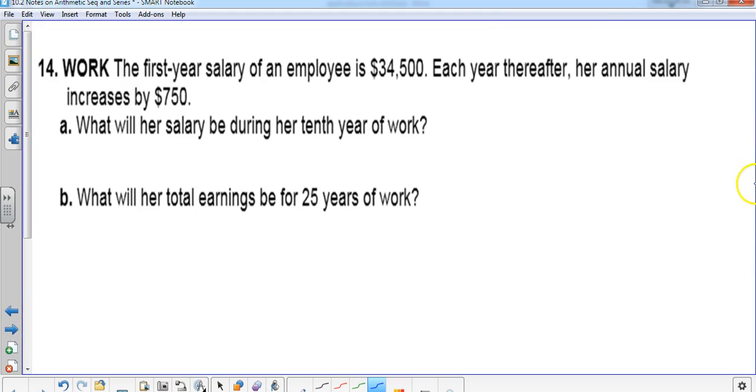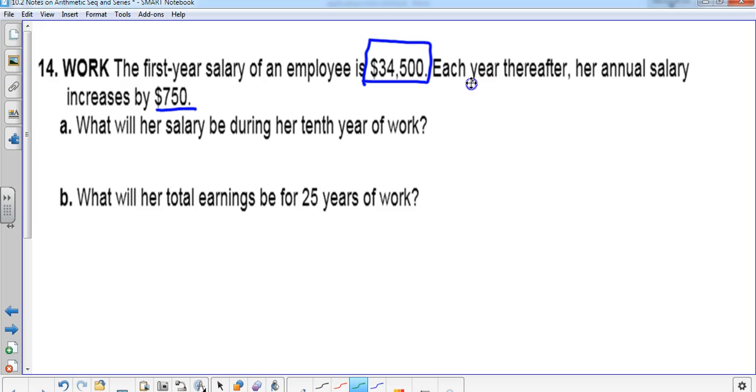Let's finish. Application problem. The first year salary of an employee is $34,500. Each year thereafter, her annual salary increases by $750. Is this arithmetic or geometric? It's arithmetic because they're just adding $750, right? In real life, most increases are like a percentage or something, and that would be geometric, right? You're going to get another 6%. I wish. Okay?